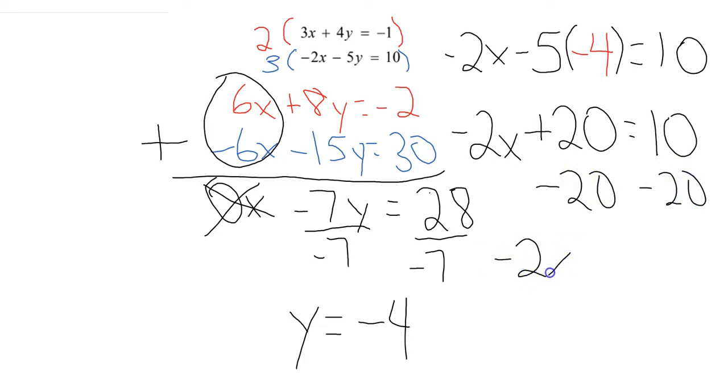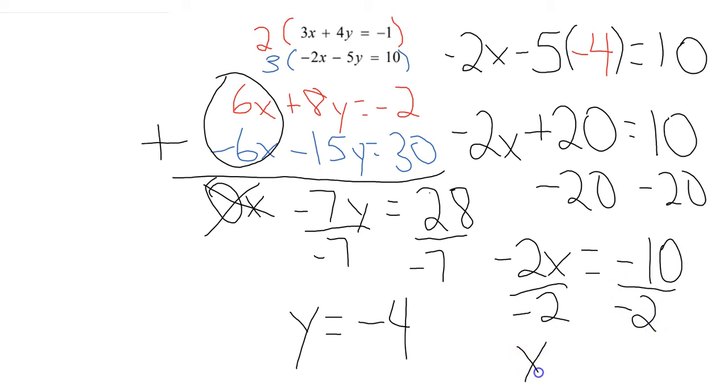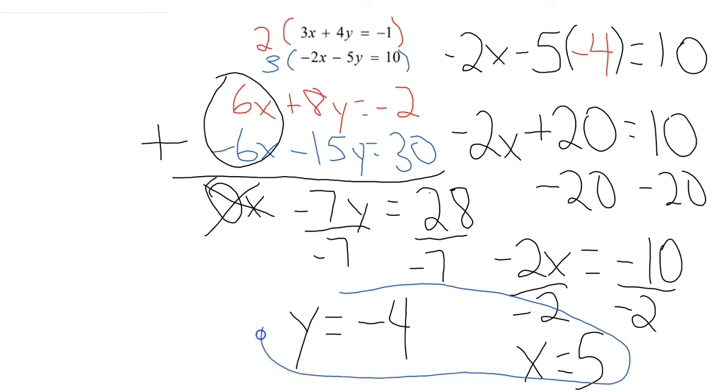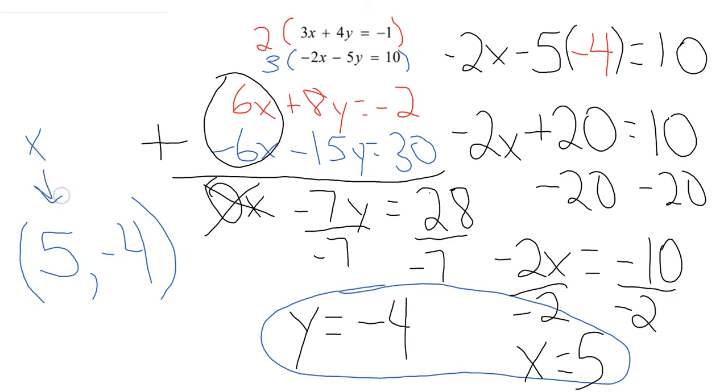So I've got negative 2x equals negative 10. Finish off this problem. Get x alone, I divide by a negative 2. So I'll get x equals a positive 5. Now if I look at this, I see that y is negative 4. X is 5, so I can write this solution in terms of a point. 5, comma, negative 4. Remember, x comes first. Y is second. And if I would graph these two equations using Desmos, I can see that they're going to intersect at the point 5, negative 4.